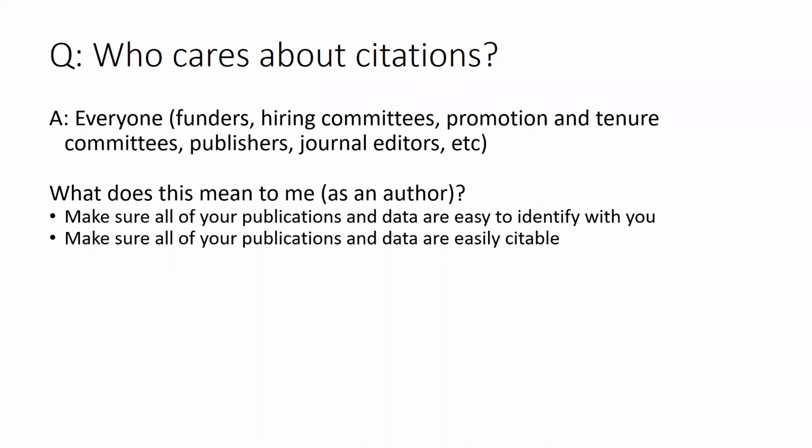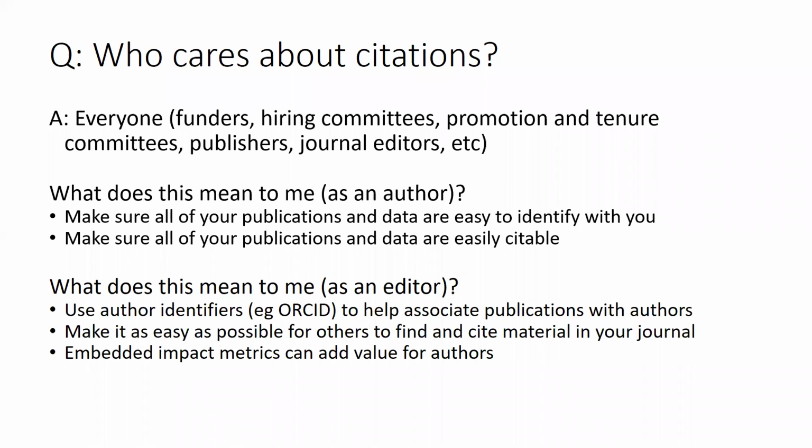And you also want to make sure that there's citations provided. People are happy generally to cite you if you make it easy for them. If they have to figure out how to get your work into a citable form, they don't tend to do that as much. So as an editor, you can take what's important for authors and bring this into your work as well. So one thing that we'll talk about is using an author identifier like an ORCID to help authors associate their publications with them.